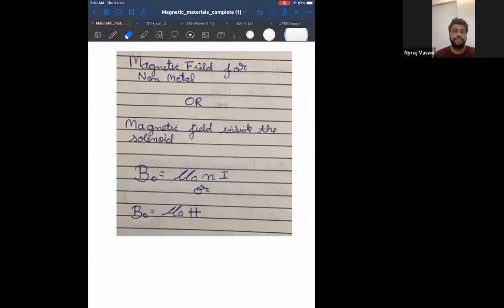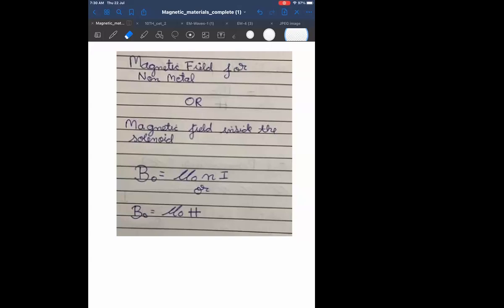But if they ask you specifically what is the magnetic field for a non-metal, or what is the magnetic field inside the solenoid? Now, everyone should know what a solenoid is by now. Tell me, do you know what a solenoid is? Yes, sir.